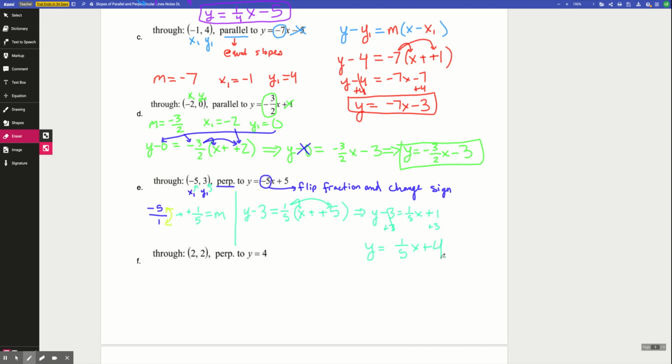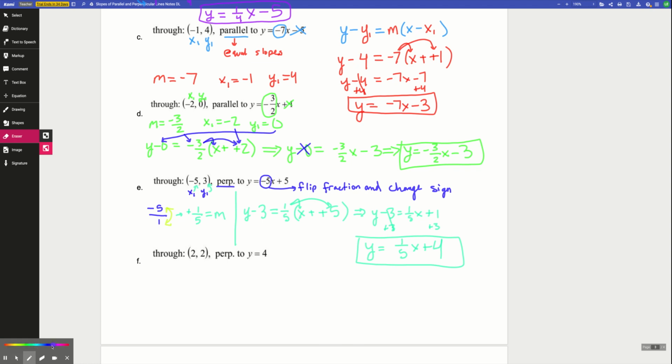All right, so that's your final equation. That's your final answer. Again, because we're trying to write an equation of a line, once you get an answer that looks like y equals mx plus b, then you are done with the problem. All right, so let's look at F.